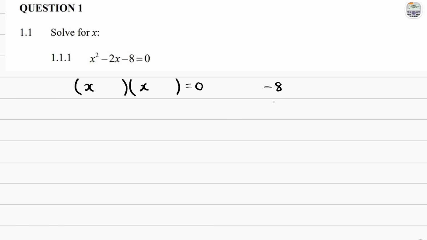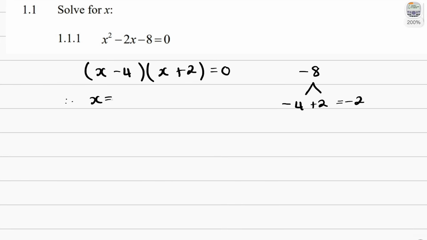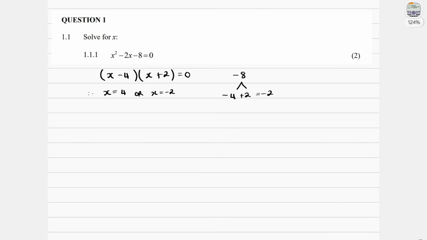So factors of -8, we can take 4 and 2, but one of them needs to be negative so that we can get -8. Which should be negative so that you can ensure that you get a negative 2x in the middle? You need to make the 4 negative and the 2 positive because -4 plus 2 is -2. Okay, so our factors are -4 and +2. And so therefore, this means that x is equal to 4 or x is equal to -2. And those are our answers. Moving on to the next question.